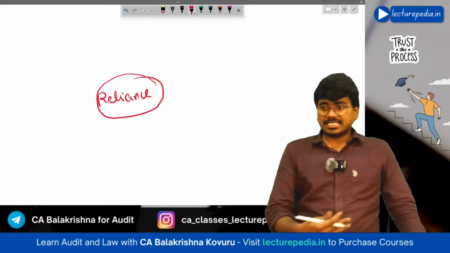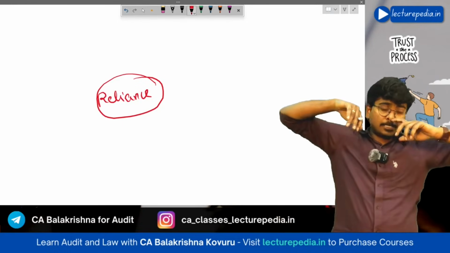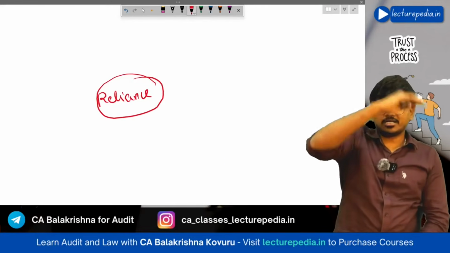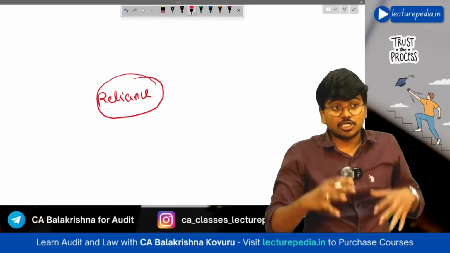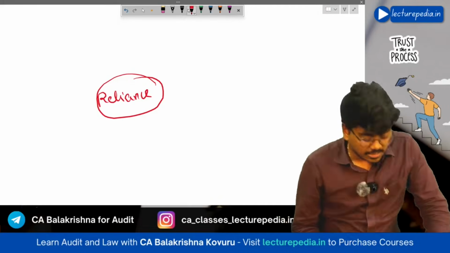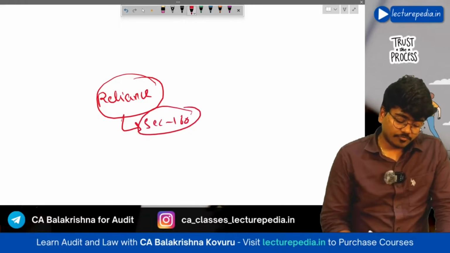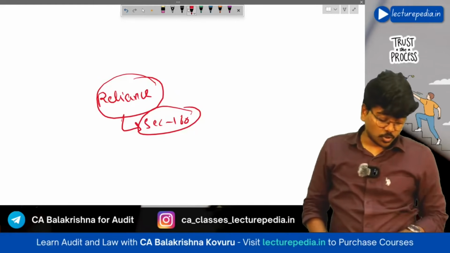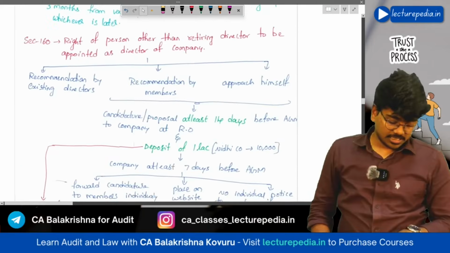Now, in Reliance Industries, I want to get appointed as a director, whether there is such a possibility, or you want to be appointed as a director of Reliance Industries. Okay, you have a dream that you want to act as director of Reliance Industries, whether it is possible. The answer is yes, as per section number 160. If you want to be appointed as director of any company, you can follow 160. What does section number 160 say? Let's see.